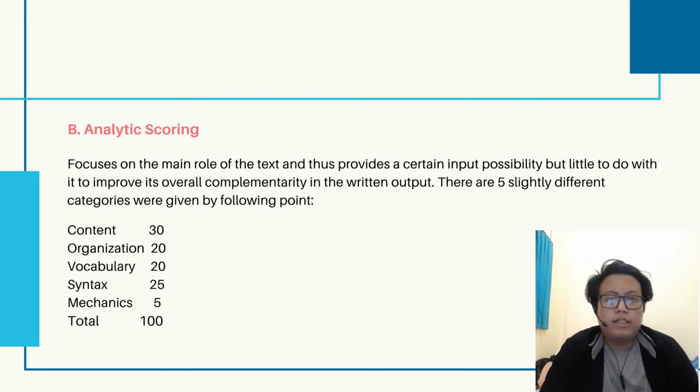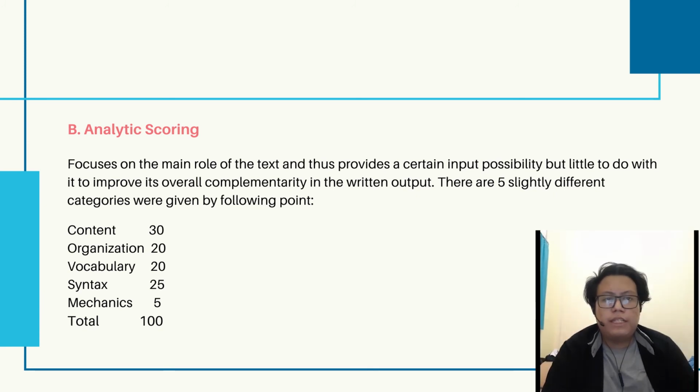The second one is analytical scoring. Analytical scoring focuses on the main role of the text and thus provides a certain input possibility, but has little to do with improving its overall complementary in writing output. The following argument has been assigned to 5 slightly different categories.